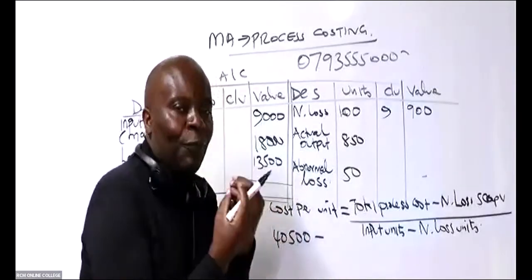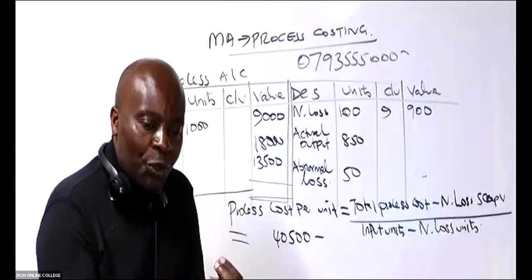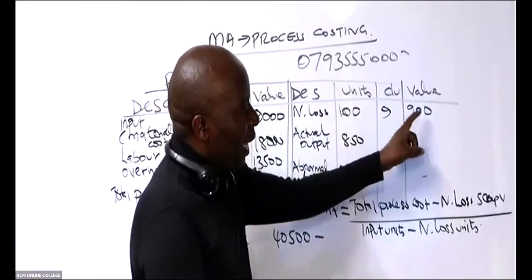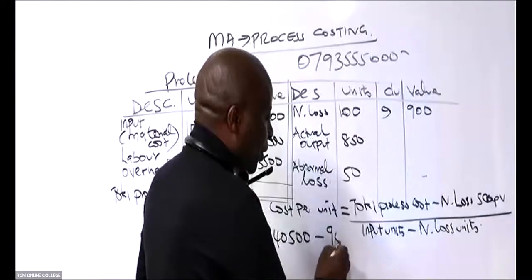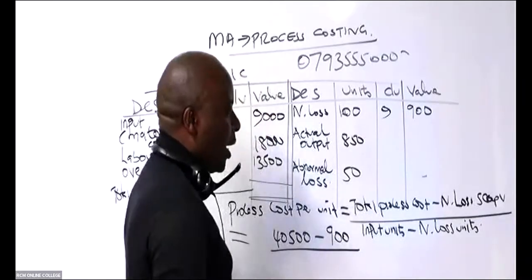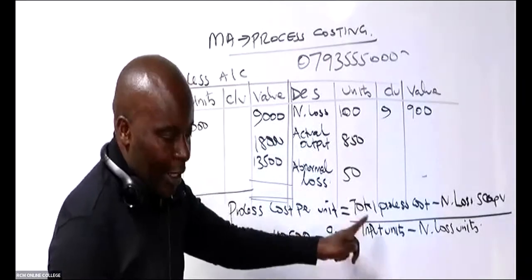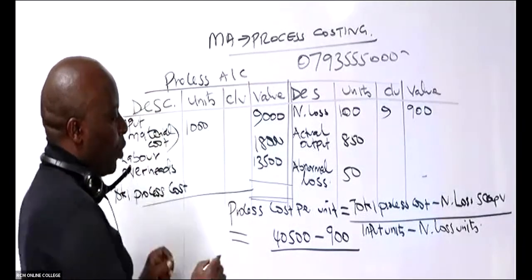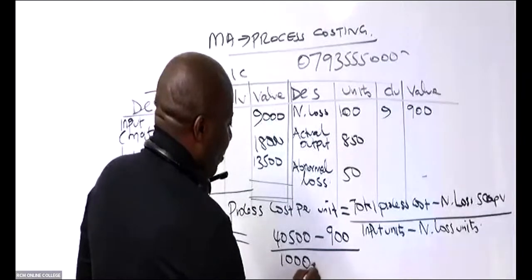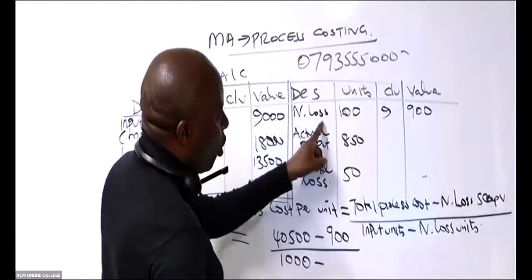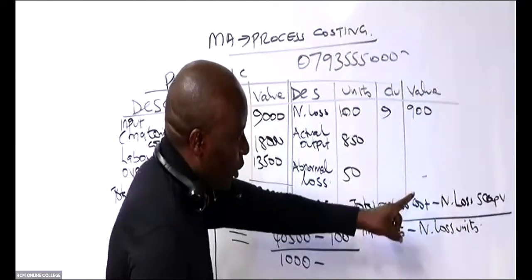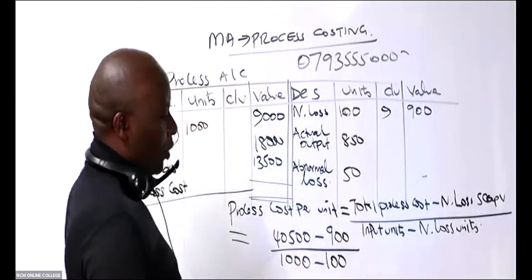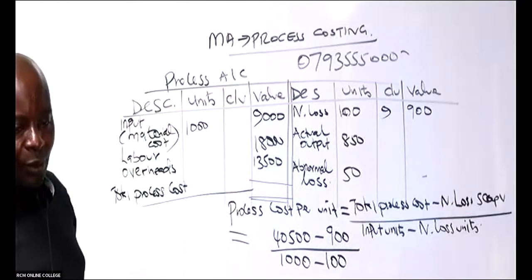4,500 minus the scrap value of the normal loss. The scrap value of the normal loss is here, 900. So minus 900, all over the input units. Input units are these material units. The material units were 1,000 minus the normal loss units, which are 100.